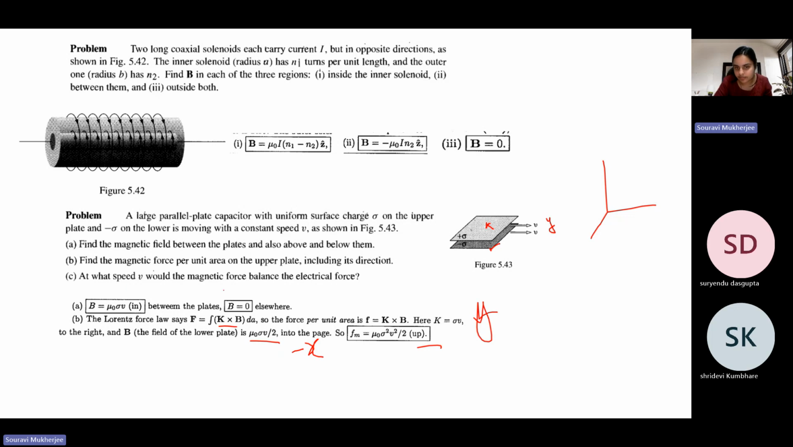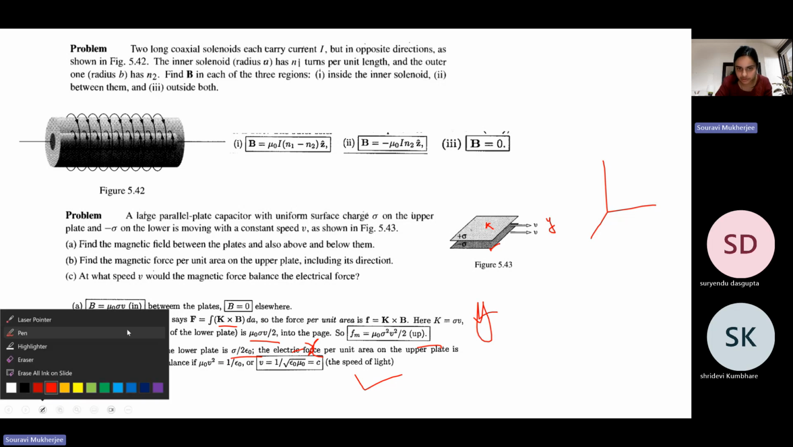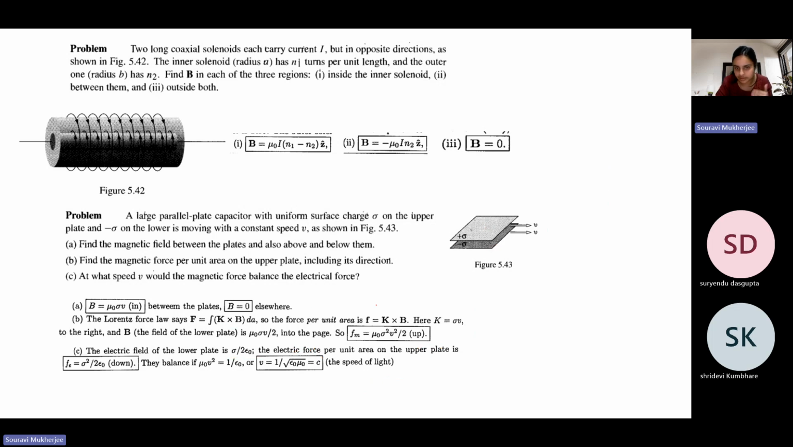Now, again, this question is similar to what we had discussed initially. If you have to balance, you have to find the electric field. Electric field is given as sigma by 2 epsilon naught, right? So the force per unit area will be given as sigma square by 2 epsilon naught. If you have to balance, again, the speed comes out to be the speed of light, which is not physically possible. So for any physical condition, you will not have the balance between electric and magnetic force. It will always be the electric force dominating over magnetic.